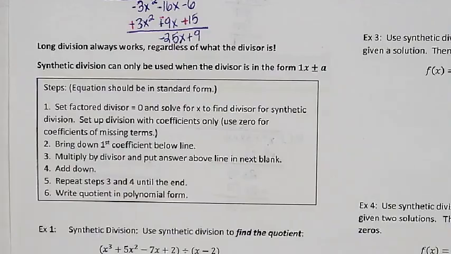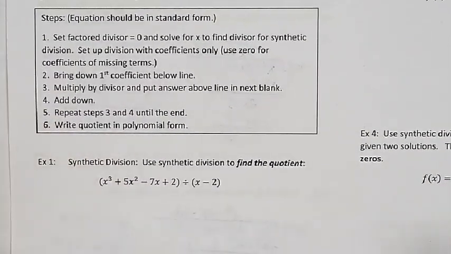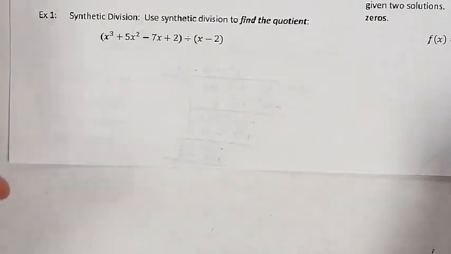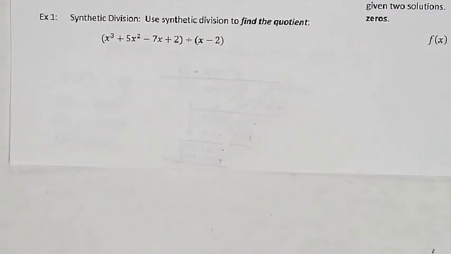Alright, so we have our steps. I'm going to push those steps up because you have them on your paper to use. So the first step, the equation should always be in standard form. If we need to fill in missing coefficients, missing terms, we will need to do that as well.